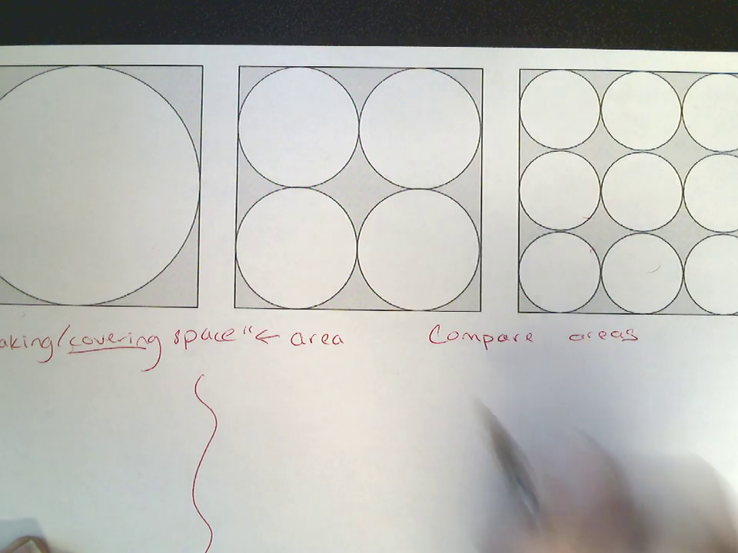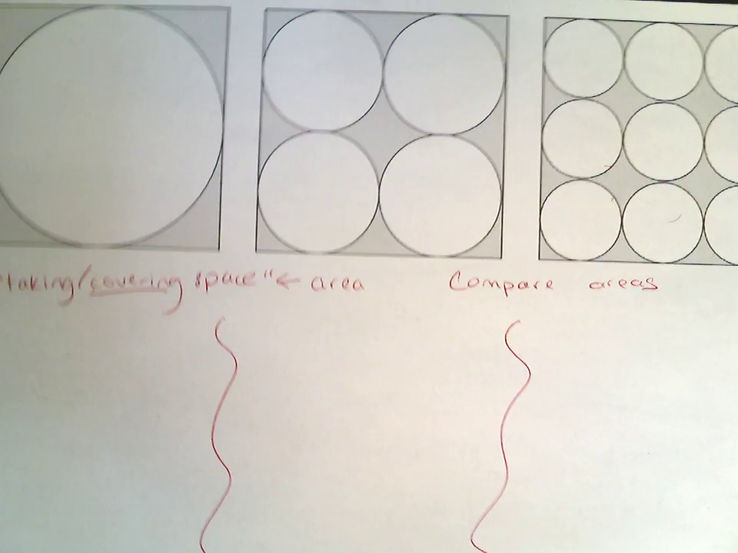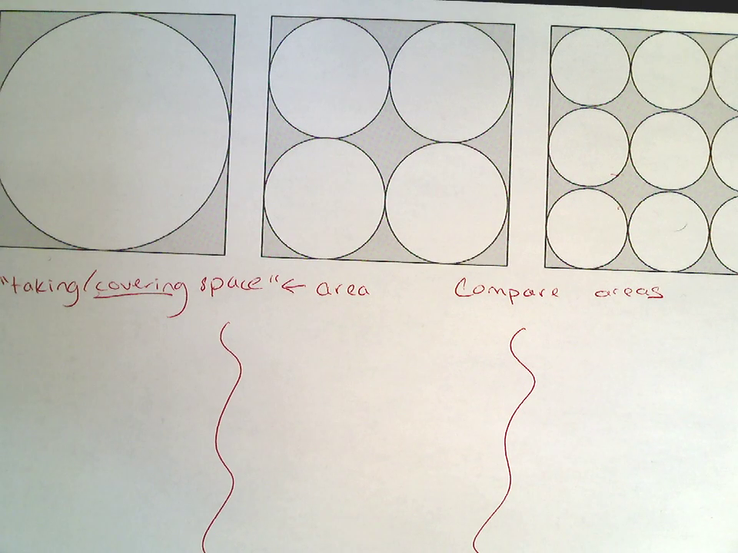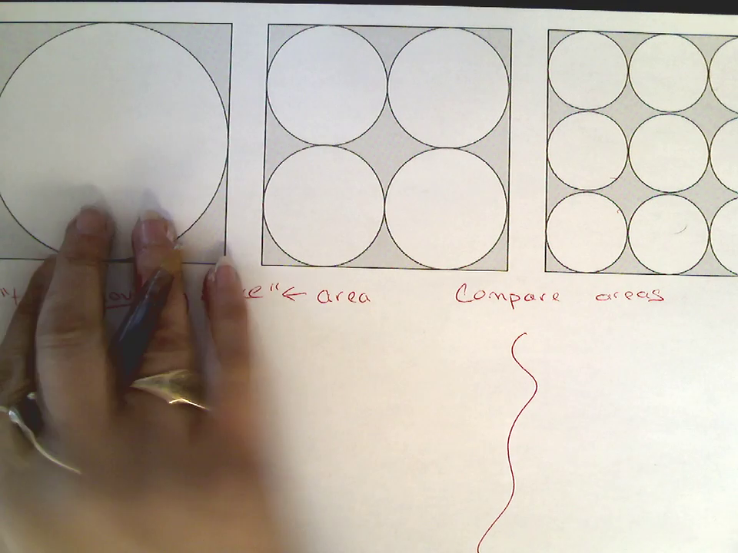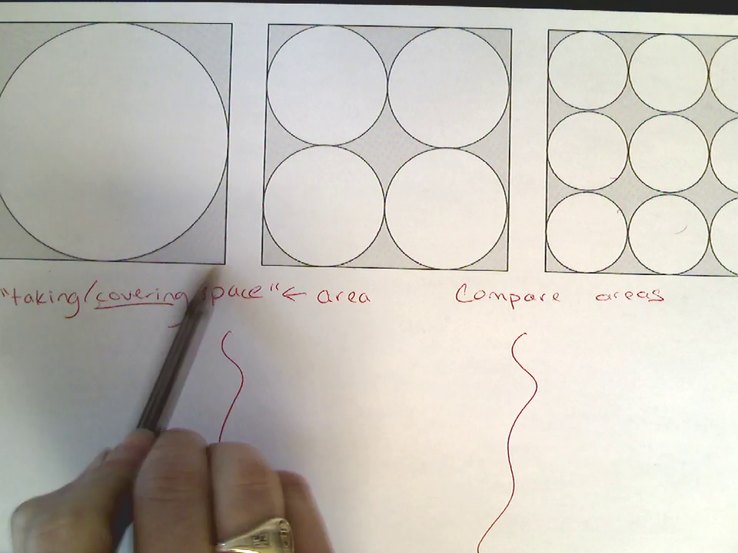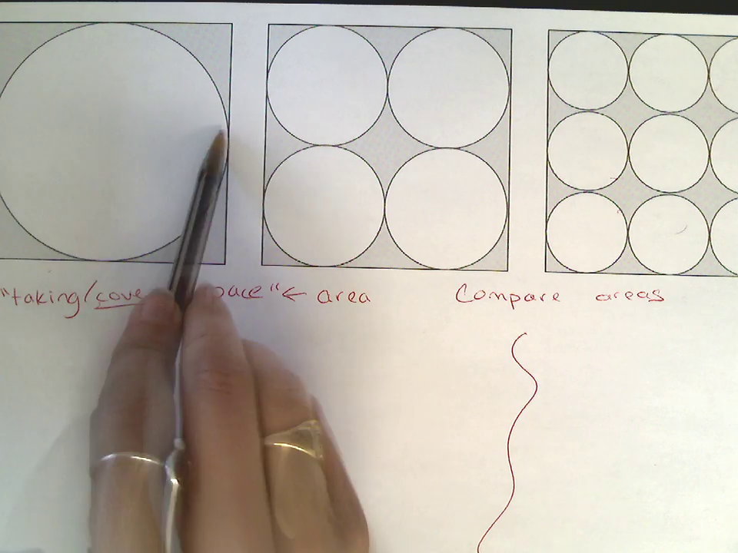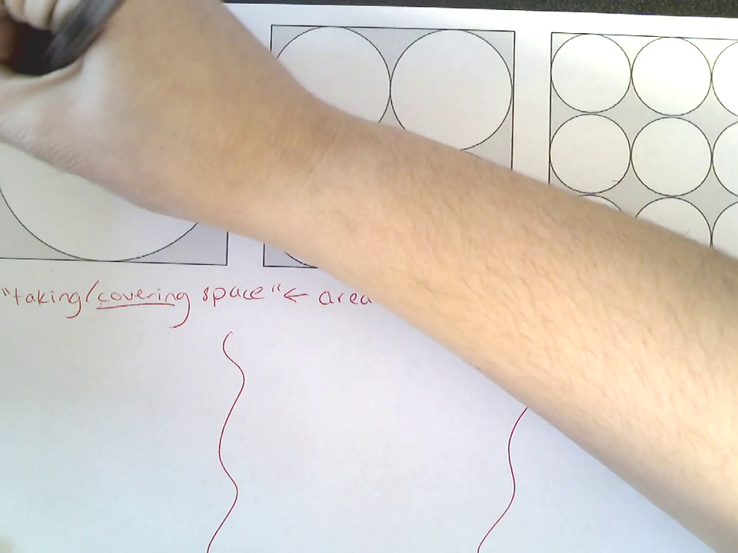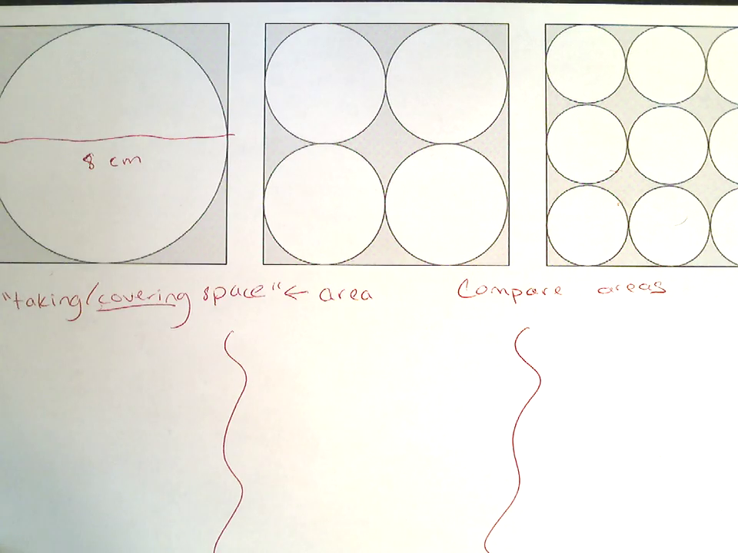So let's set ourselves up some workspace. Most people ended up gravitating to doing some measurement. Since I gave you no measurements on these, a lot of people said, well, let me measure this side length and see if I can find information about the circle, or measure the diameter. And it ended up being pretty dang close to 8 centimeters for the diameter.